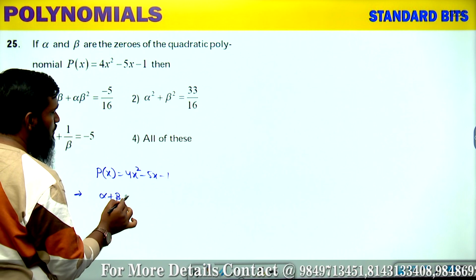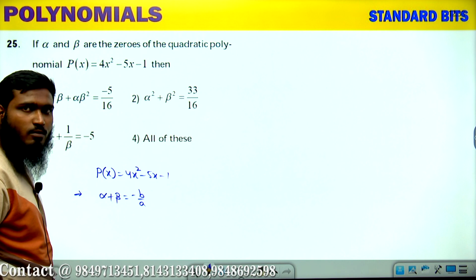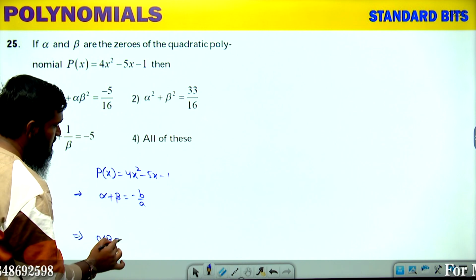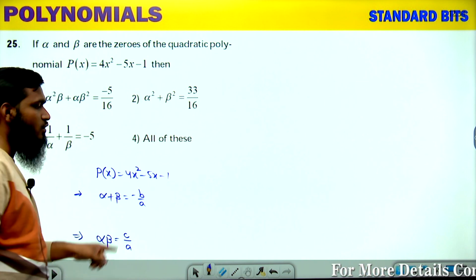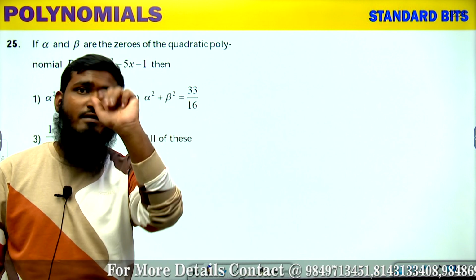What we are having? Sum of the zeros is equal to minus b by a. And the second formula we are having, product of the zeros is equal to c by a. These are the two formulae for the quadratic polynomial. If you are having a cubic polynomial, we will be having three formulae.